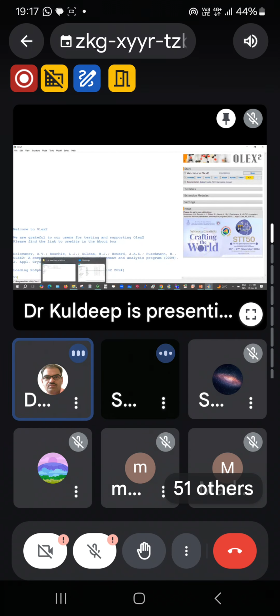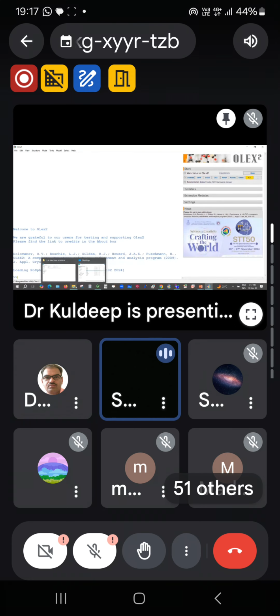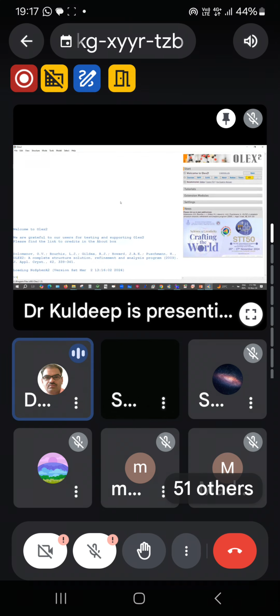Hello, sir. Hello. So, how can we determine the space group by seeing the structure of the molecule? No, by seeing the structure, we cannot determine the space group. The space group is determined by the symmetry of the unit cell. So symmetry is actually the fundamental. Unit cell is not fundamental. Symmetry makes the unit cell. Unit cell will not make the symmetry. So symmetry will decide which space group, the symmetry of the unit cell.